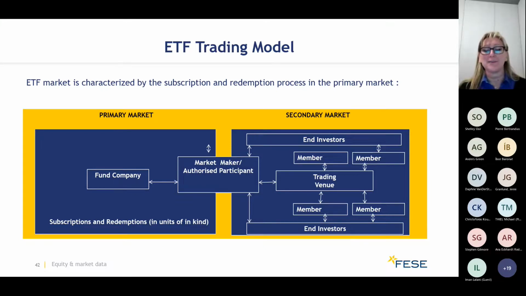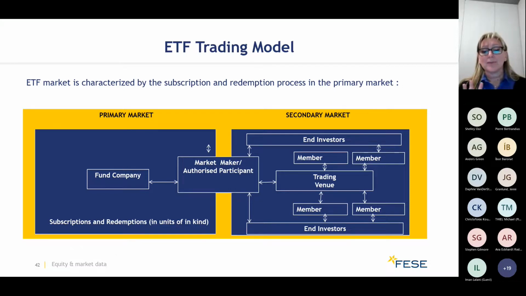Let's focus on the yellow part, that is easier, just to have it very clear that there is a primary market and a secondary market. These two markets are linked together by a company that acts as authorized participant on the primary market and as a market maker on the secondary market. Traditionally they are brokers, and what they do on the primary market is to ask the fund company to create or redeem units. On the secondary market, they trade the units that they have created or redeemed, or they can buy the units that they want to redeem.